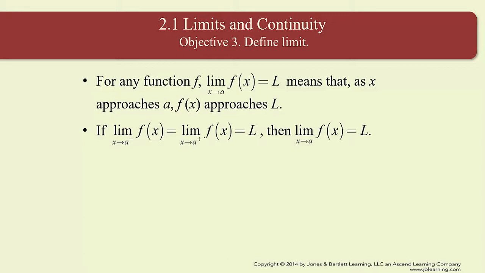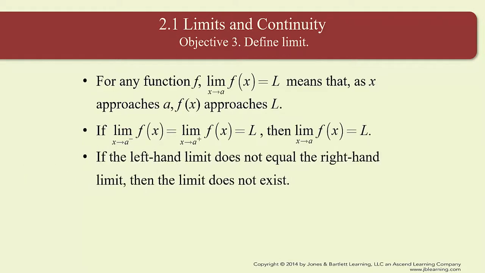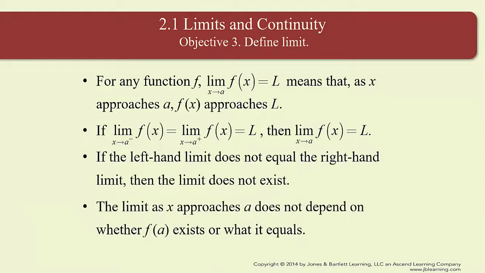If your left-hand limit and right-hand limit happen to be two different numbers, then the limit does not exist. Look, if the left-hand limit does not equal the right-hand limit, then the limit does not exist. That's really important. One more important little tidbit: the limit as x approaches a doesn't depend on whether or not f of a exists or what f of a is equal to.